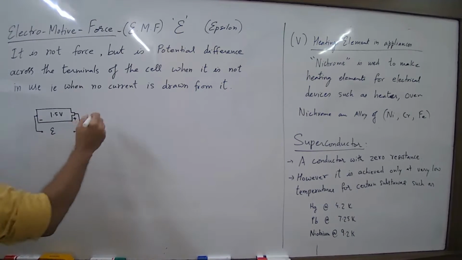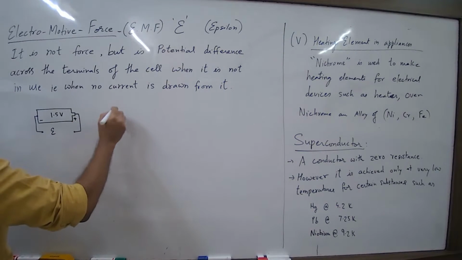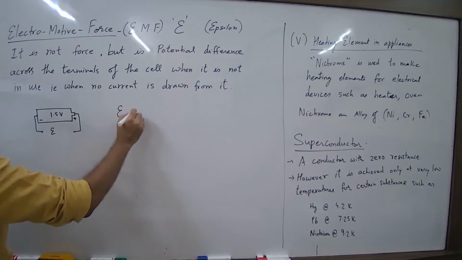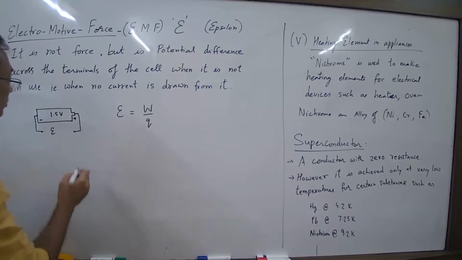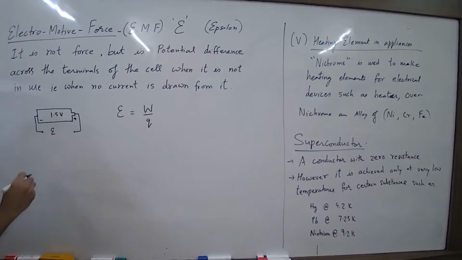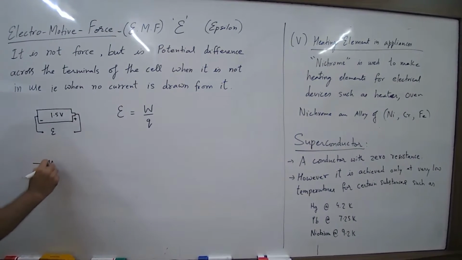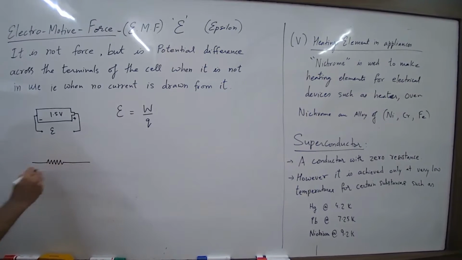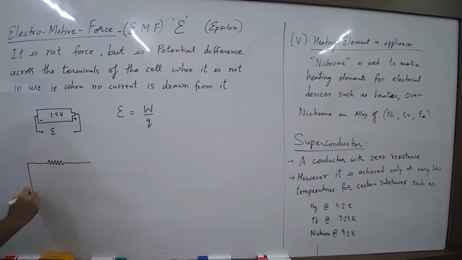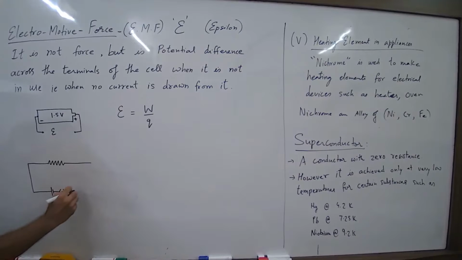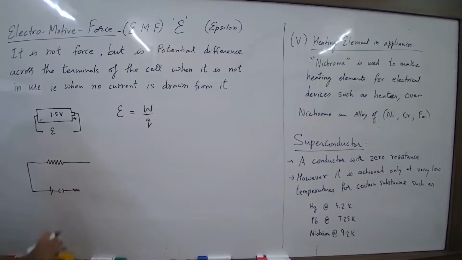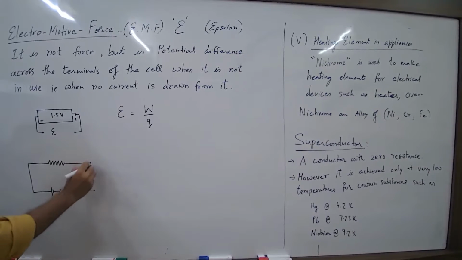Now, how do we define it? We define it as EMF is equal to work done in taking a charge throughout the circuit. Now, suppose we have a circuit. How do we define EMF? Let us say we have this. Let's not draw this one, I have made a simple electric circuit.